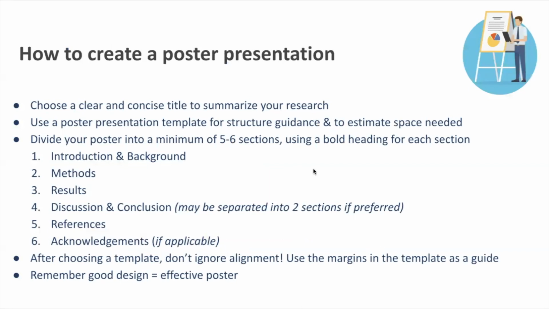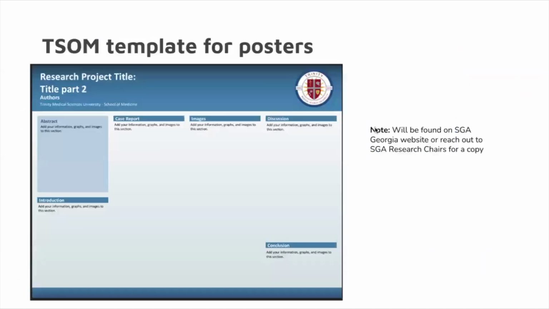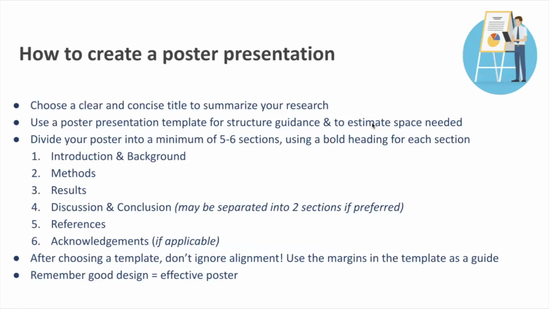So how do you create a poster presentation? First, choose a clear and concise title to summarize the research. A lot of these conferences are going to have guidelines for the specific title. For example, they don't want every letter of the title to be capitalized. They want the title, for example, to capitalize only the words that are unique and relevant. So you don't capitalize words like "with" or "how," and you'll only capitalize certain important words. So choose a clear and concise title.